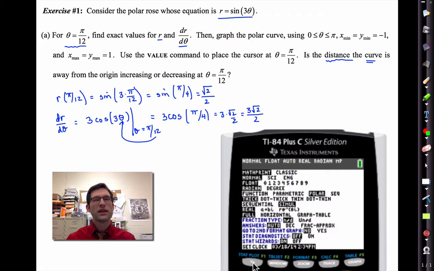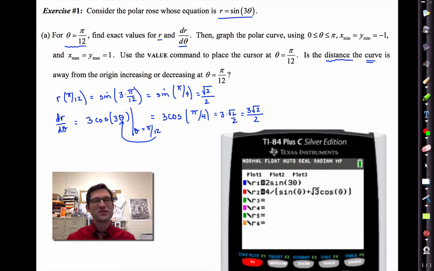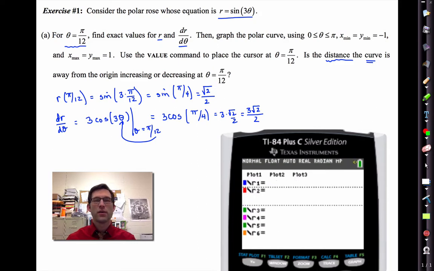All right, let's go to y equals, which is really r equals. Let's clear out any curves that we might have in here. All right, now let's just put in sine 3 theta.